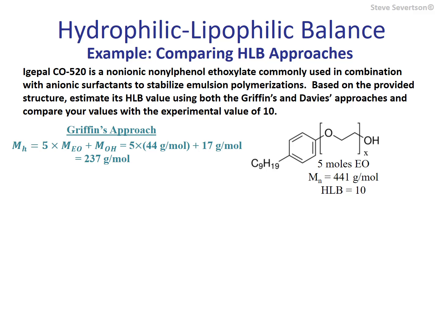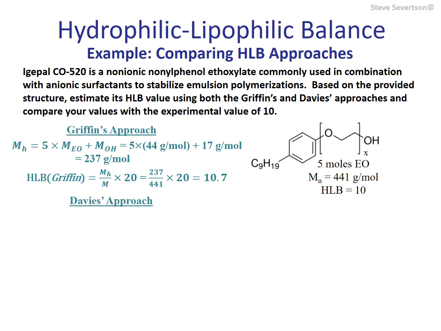Next, we take this value and we divide it by the total molar mass of the surfactant, which is given as 441 grams per mole. This gives us the mass fraction of the hydrophile in the surfactant. We multiply that by 20 to put it on a scale from 0 to 20. I get a value of 10.7, which is relatively close to the experimental value of 10. So let's move on now and repeat the calculation using the Davies approach.